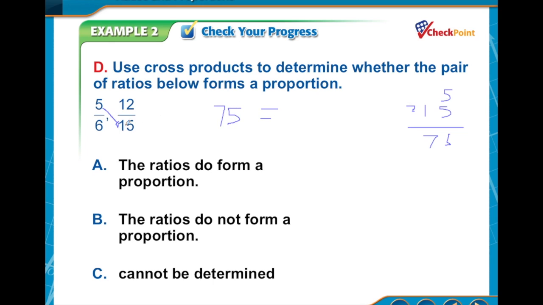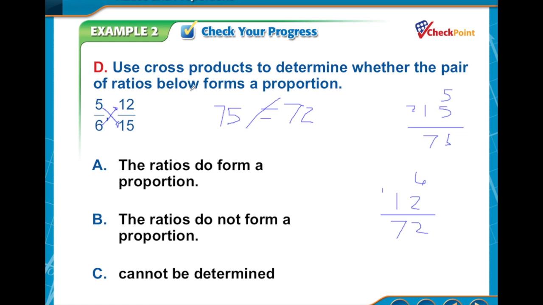So we have that. On the right, we'll do 6 times 12. 6 times 12 is 72. And if you want to double check that, 6 times 2 is 12. And 6 times 1 is 6, plus 1 is 7. So there you see, 72. So does 75 equal 72? Well, no, we see that those numbers are definitely not the same. So when we're looking at these two things, they're not equal.